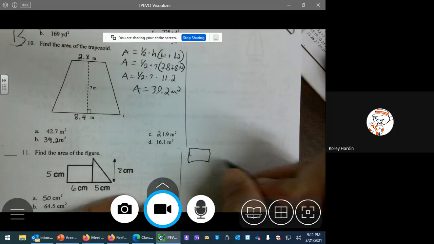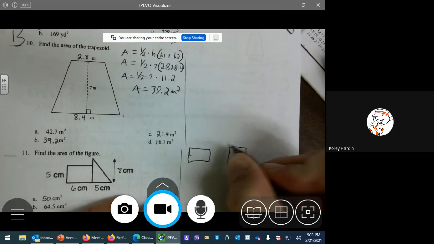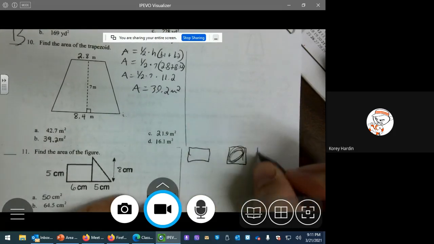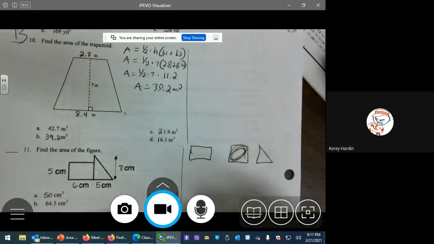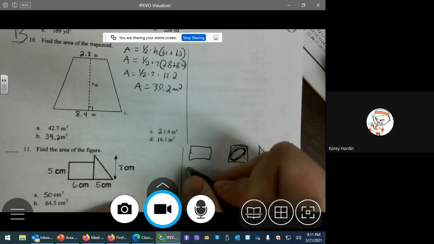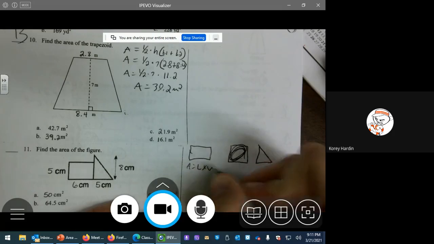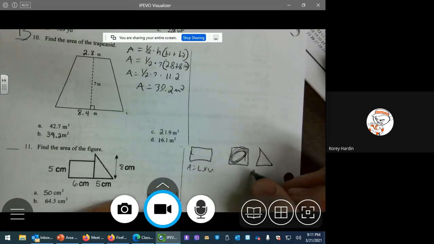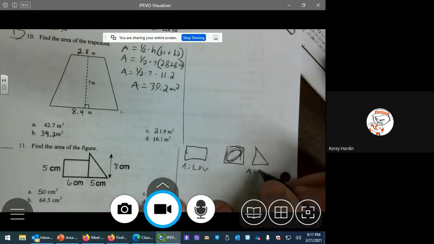I've got a rectangle and I've got a triangle. I don't know why I drew a square, but now there's my triangle. Okay, so the rectangle, area equals length times width. And in the triangle, area equals 1/2 times base times height.